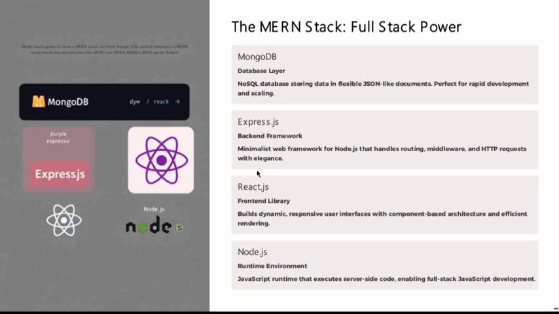The MERN stack stands for MongoDB, Express, React and Node.js, and together they make up a powerful full stack environment. MongoDB handles my data in flexible JSON-like documents. Express.js acted as the backend framework to create APIs and routes. React.js managed the user interface, and Node.js powered everything behind the scenes, letting JavaScript run on the server.